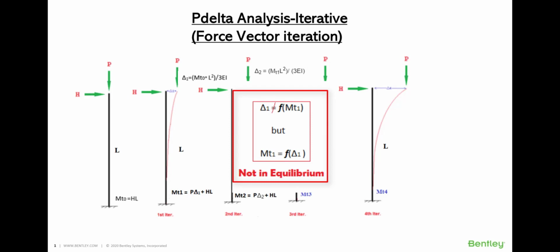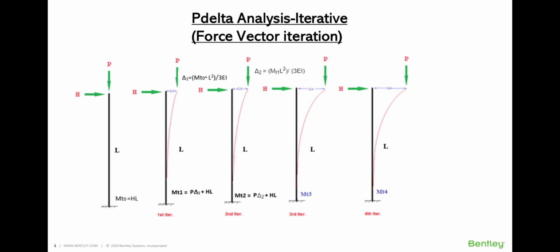For equilibrium condition, both the displacement delta 1 and the force MT1 should be interdependent. Or in other words, in the equilibrium condition, you could have determined the delta 1 value from MT1 and vice versa. So we need to use the displacement delta 2 and move forward. Now, in the second iteration, again, the load P is acting on the delta 2 drift, creating the additional moment of MT2. Now, these steps should be repeated up to n number of iterations till we reach the equilibrium condition, or when the delta n is almost equal to delta n minus 1.